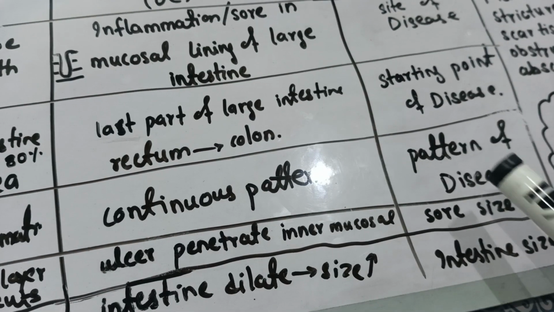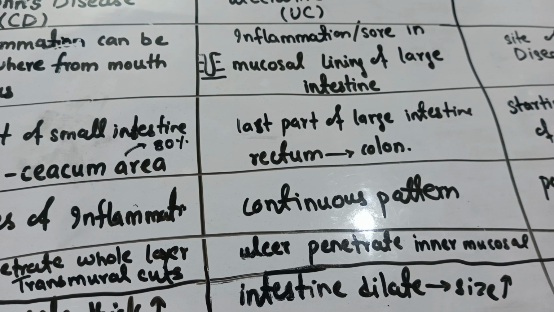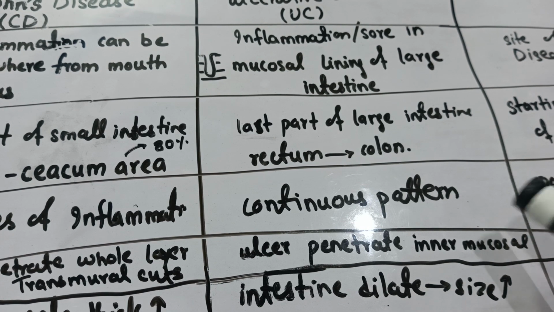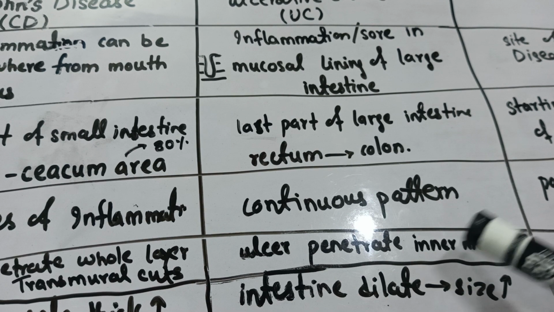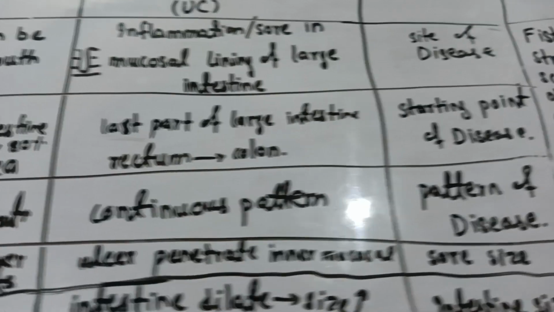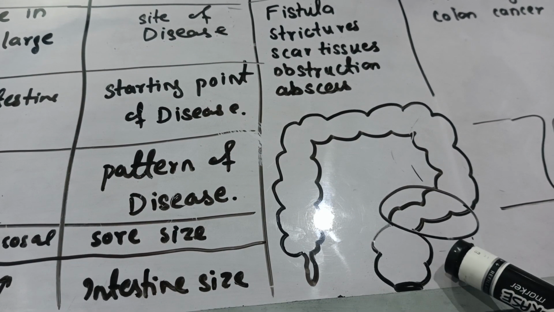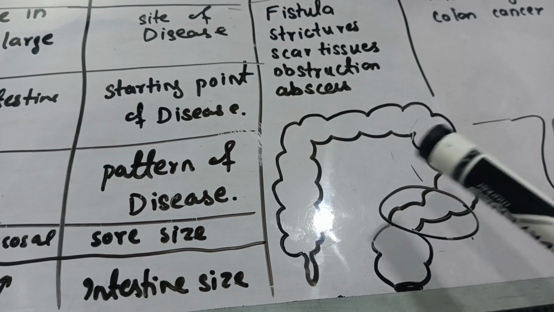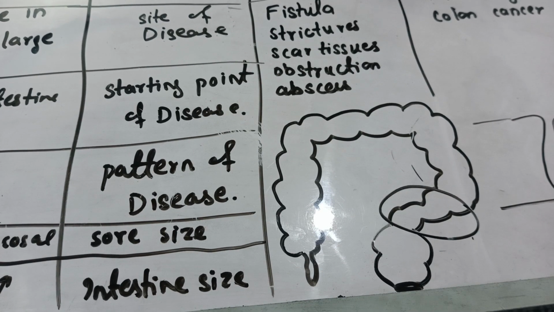Now let's discuss the pattern of your disease, that is, how it progressively increases in severity. First of all, ulcerative colitis progresses in a continuous manner. It means first of all it will inflame your rectum, then after that it will move to the colon, and progressively it is causing the disease. But if you consider a case of Crohn's disease, it is not continuous, it forms patches of inflammation.